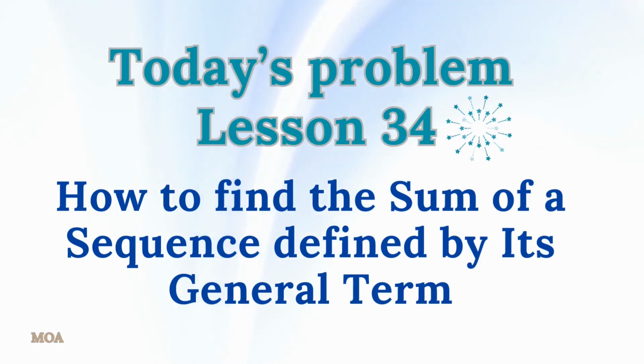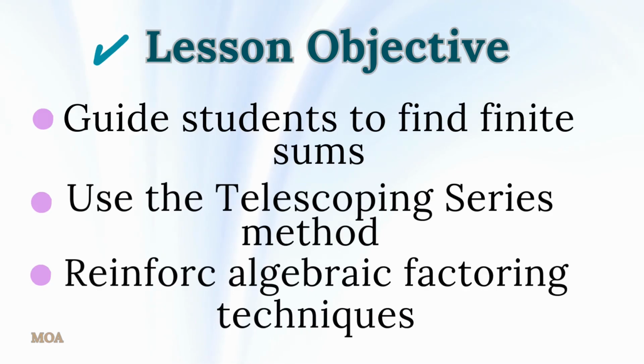In Lesson 34, we present a structured lesson that explains step by step how to find the sum of a sequence defined by its general term, and then conclude its limit as n tends to infinity. The objective of this lesson is to guide students to find finite sums exactly using the telescoping series method, reinforcing algebraic factoring techniques, and demonstrating how exact summation leads directly to limit evaluation.